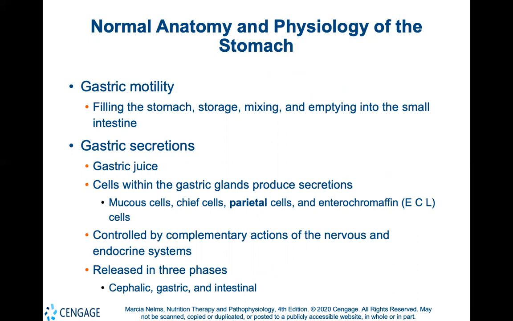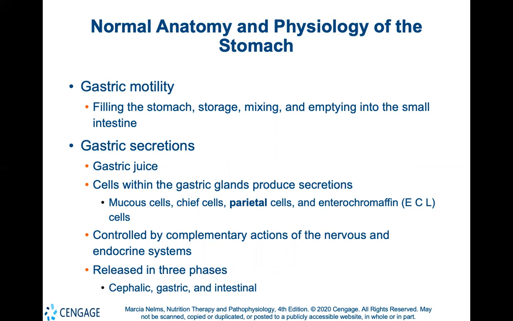The anatomy of the stomach plays an important role in protecting the gastric mucosa from the constant flow of substances that are potentially toxic to its cells. Gastric motility includes filling of the stomach, storage of foodstuff, mixing the gastric juices, and finally emptying into the small intestines. When empty, the stomach's volume is about 50 milliliters, but it can be stretched to more than 1,000 milliliters.